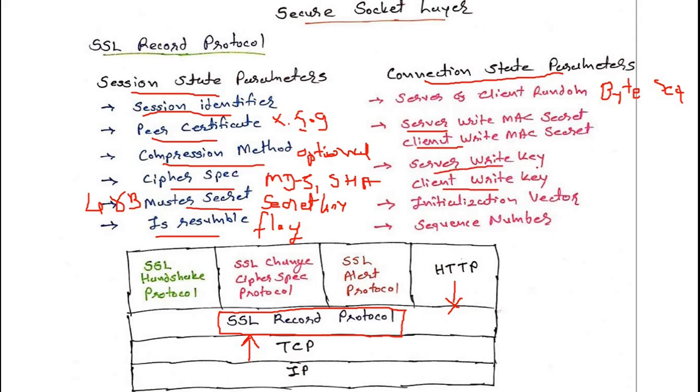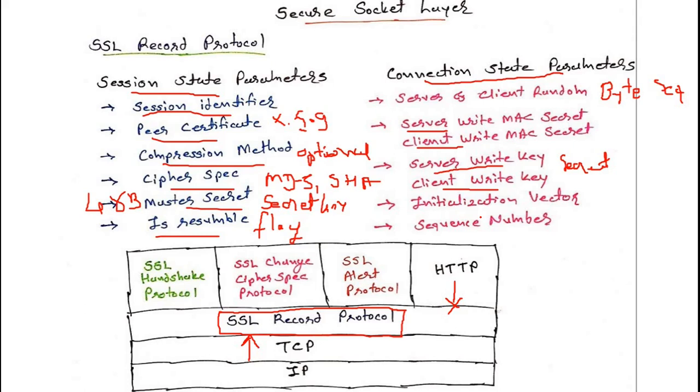So here again, that is one type of secret key. Here that secret key can be written by the server, and another secret key can be written by the client.